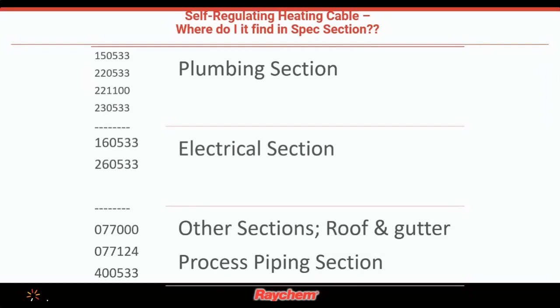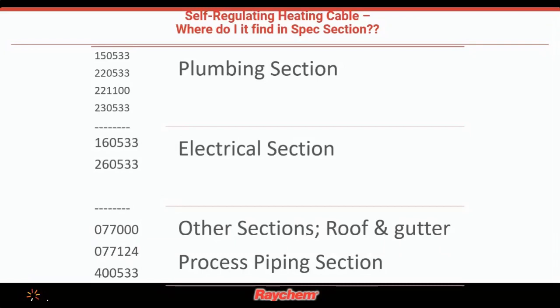If it's in the electrical section, this is the older version, but this is typically where I see it in the electrical CSI specification section. There are some variations to this, but for the most part, it's 260533.